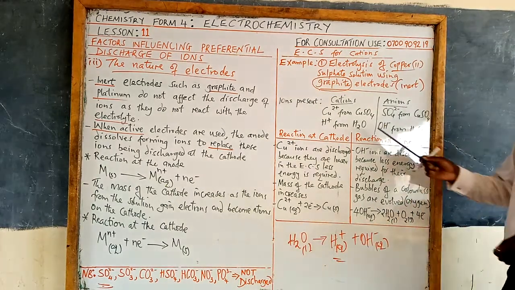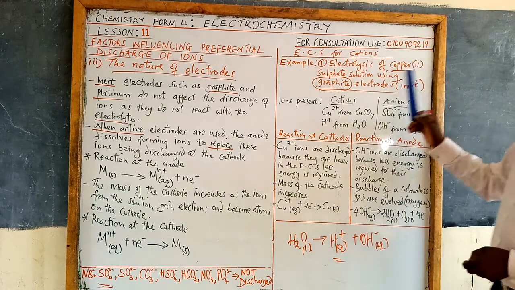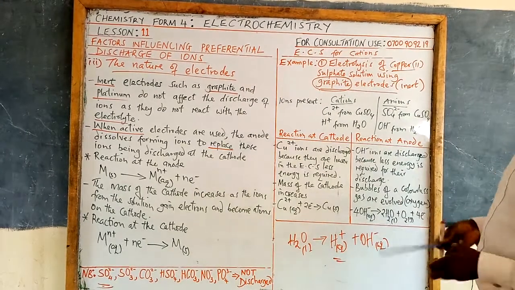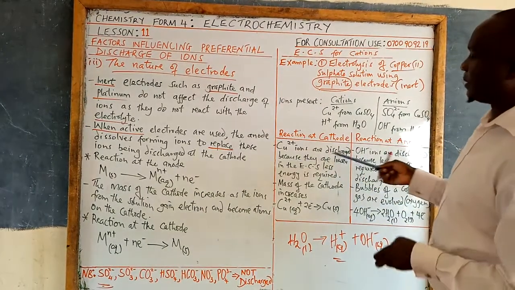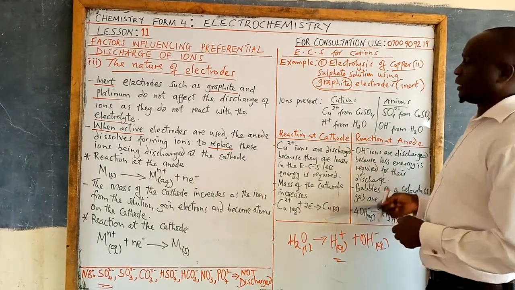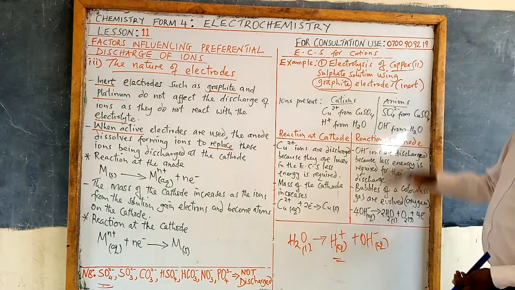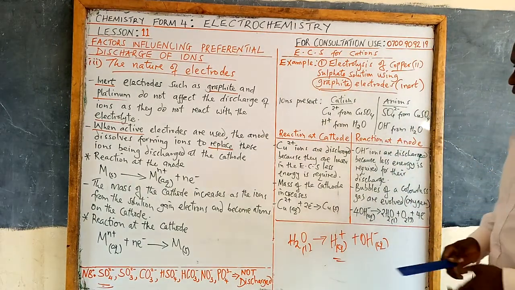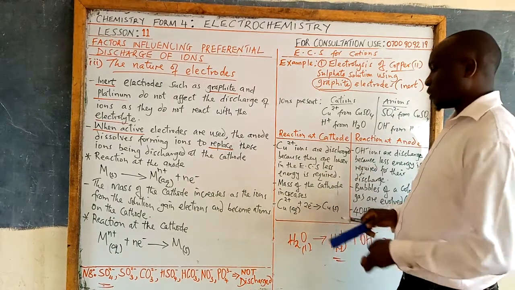At the cathode, copper ions are discharged because they are low in the electrochemical series. Copper is below hydrogen in the reactivity series, which is the same as the electrochemical series. So in this case, copper is discharged: at the cathode, copper ions gain electrons to form copper solid.